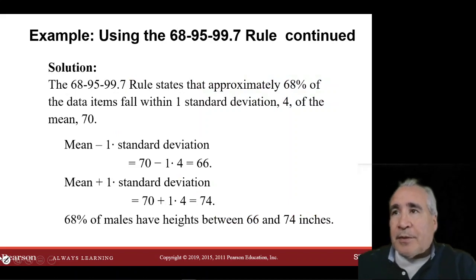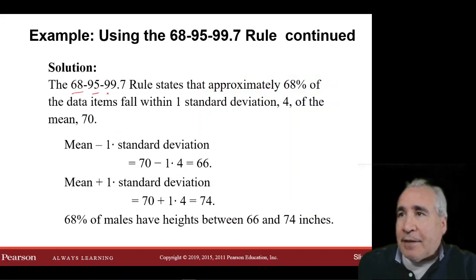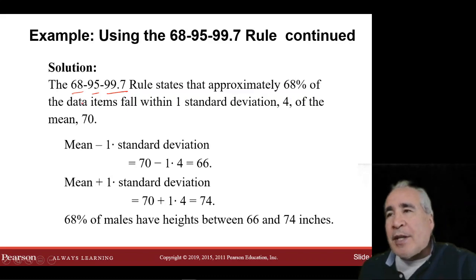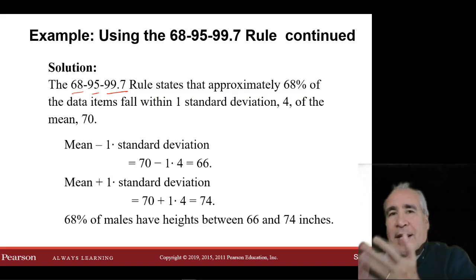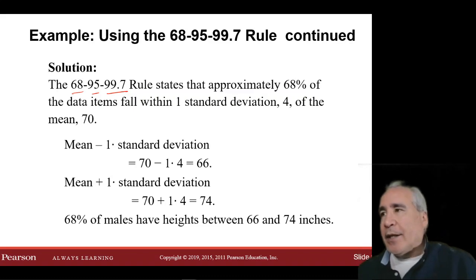So here's our rule, right? The 68, 95, 99.7. And why those numbers? They just are. This is how it happens, that it's a normal distribution. Other distributions don't have that. They have different numbers. Some of them are not symmetric, but a normal distribution will always have that.